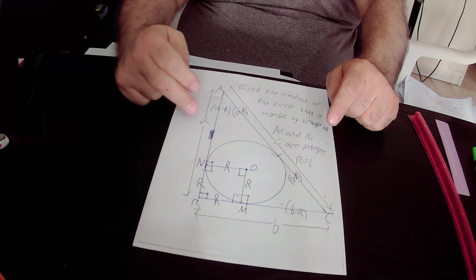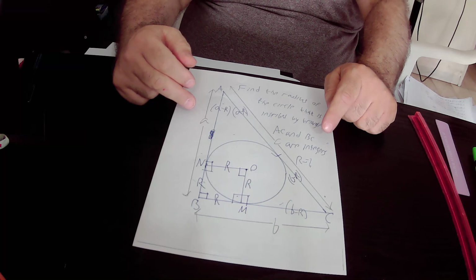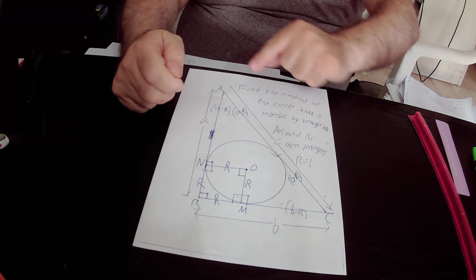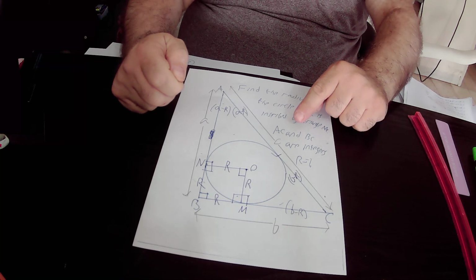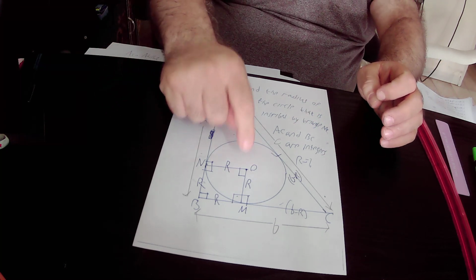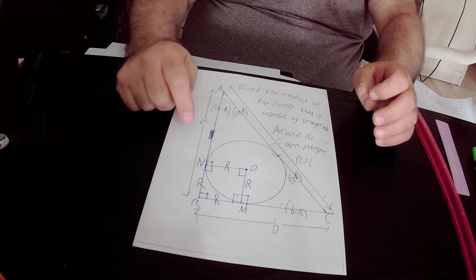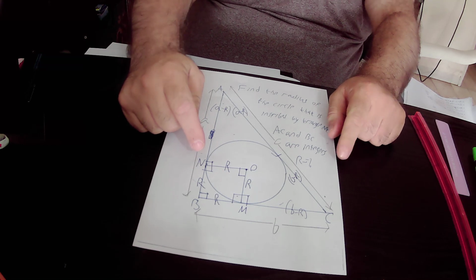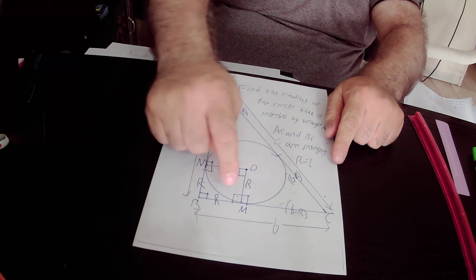So this is triangle ABC that could be any triangle. Side AB equals A units, side BC equals B units, and the hypotenuse AC equals C units according to our definition. We define the center of this circle as O. We define the point of tangency of tangent AB with this circle as N. We define the point of tangency of tangent BC with this circle as M.